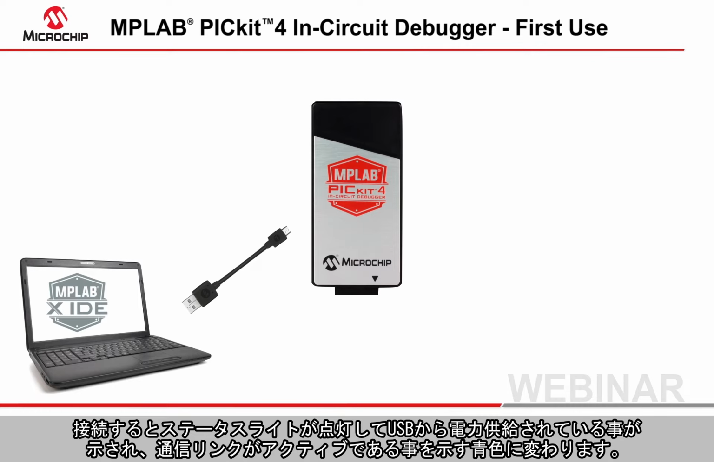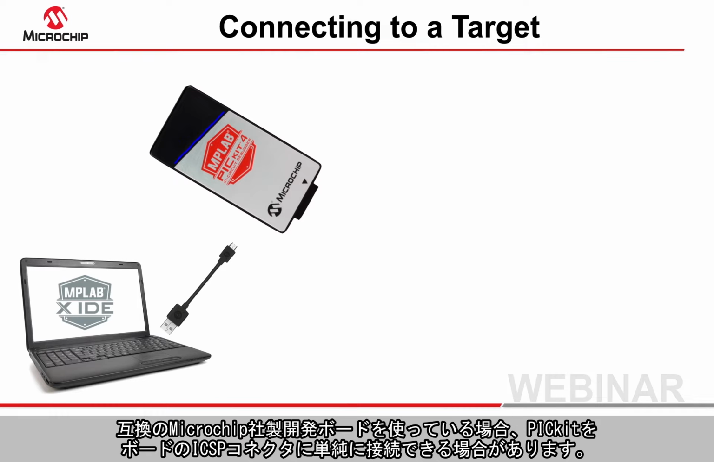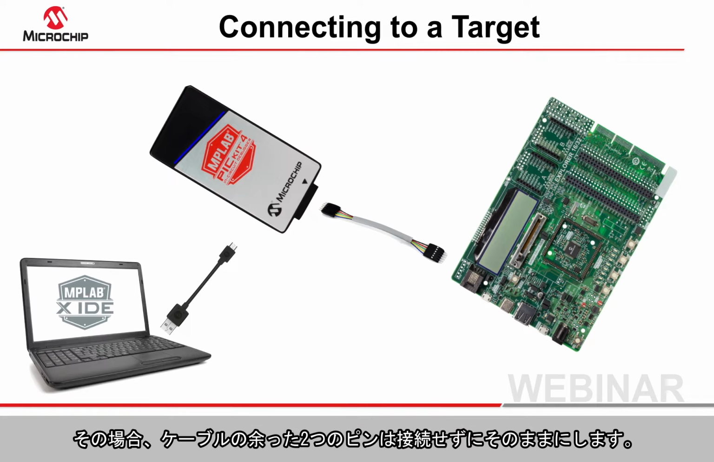After connection, the status light should illuminate, indicating that power is available via the USB, and it should turn blue to show that the communication link is active. If you are using a compatible Microchip development board, you might be able to simply connect the PICkit to the board's ICSP connector. The PICkit 4 uses an 8-pin cable, but you can still use this to connect to boards that have the older 6-pin connector. Just leave the last 2 pins of the cable unconnected.